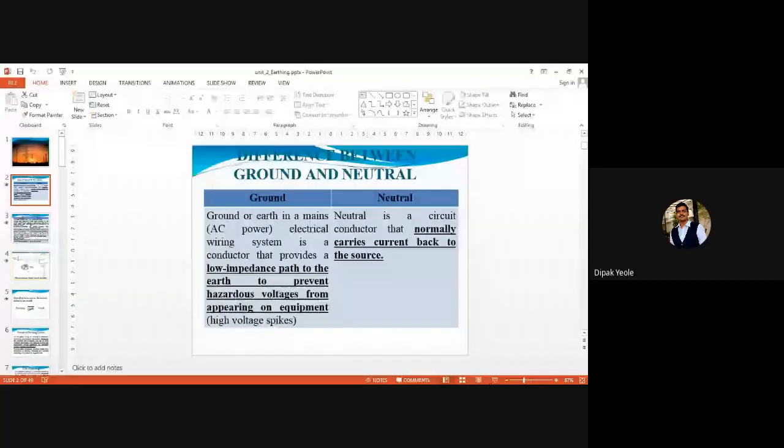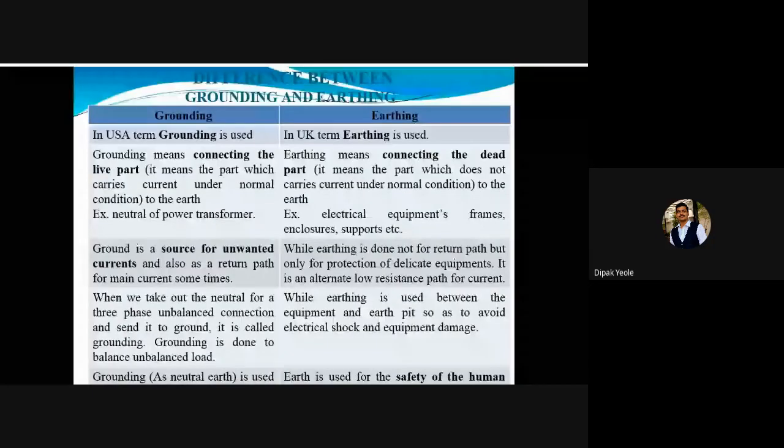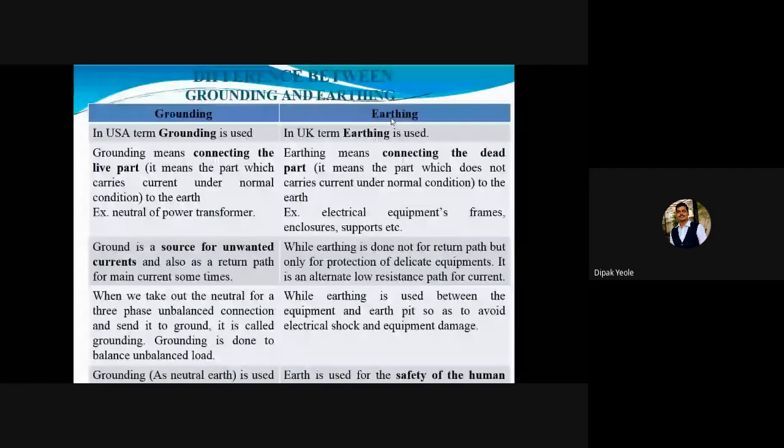Today we are interested in our interesting point. Just a minute. So this difference we finished in the last class, ground and neutral, and we finished the ground and earthing ratio. So what is the main difference? You have to remember that earthing is related to connecting the dead parts. It means the casing or the frames or the enclosures of the electrical equipment.